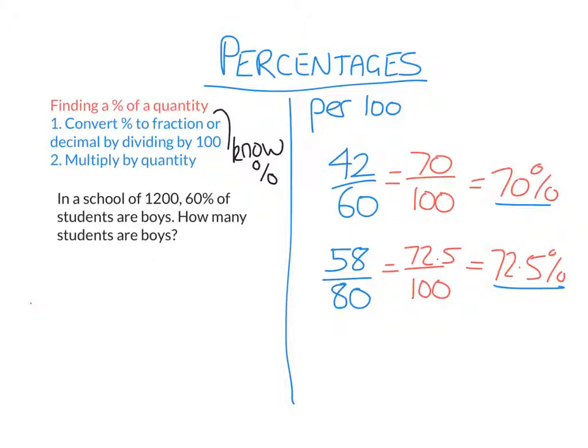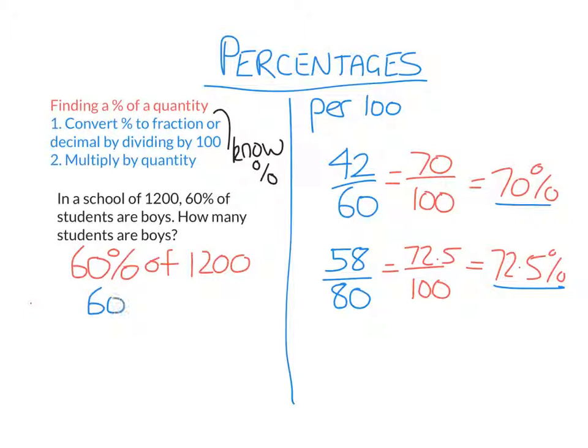So all we're really doing here doesn't matter whether the question's about boys or any other quantity. We're just finding 60% of 1200. So we're going to follow the steps above. Step 1, we convert the percent to a fraction or a decimal. You just do that by dividing by 100.